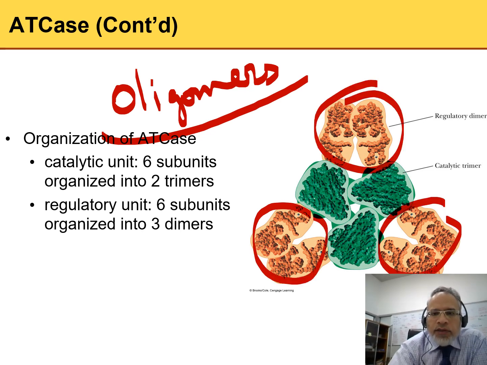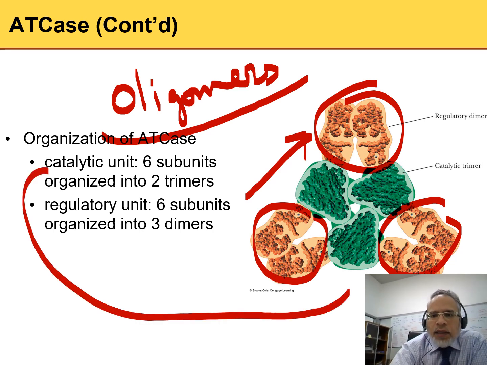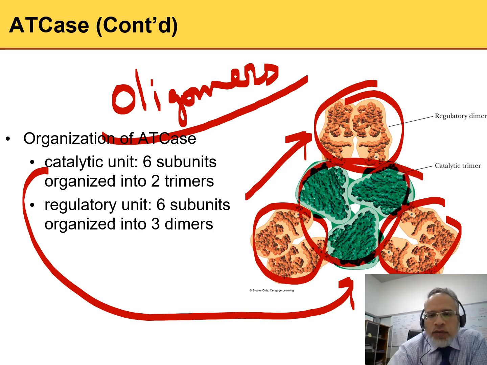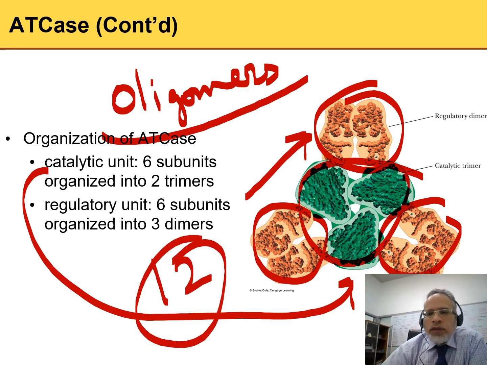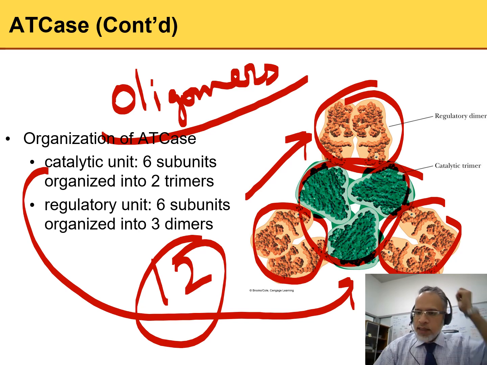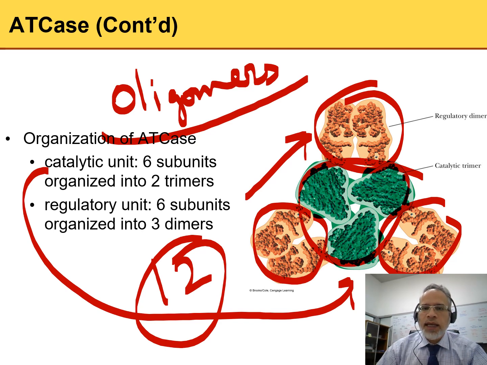So these are all regulatory subunits. So you have 6 of those guys, and the catalytic subunits are trimers. So you have 3 linked together, and this is one trimer, and then there's one underneath. So you have 6 of those. So you have 6 plus 6. You have 12 subunits total, and that is the quaternary structure for this. And again, there's nothing to memorize. Just showing you that ATCase is an enzyme which is regulated by allosteric regulation, and it has oligomeric structure.